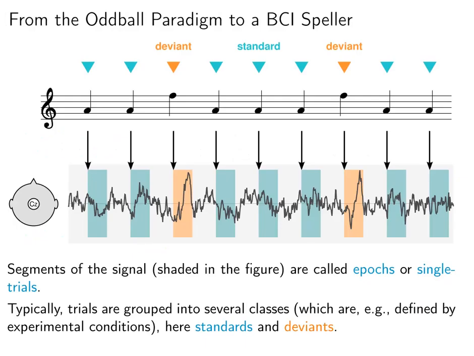How can we use the Oddball paradigm to build a BCI speller?